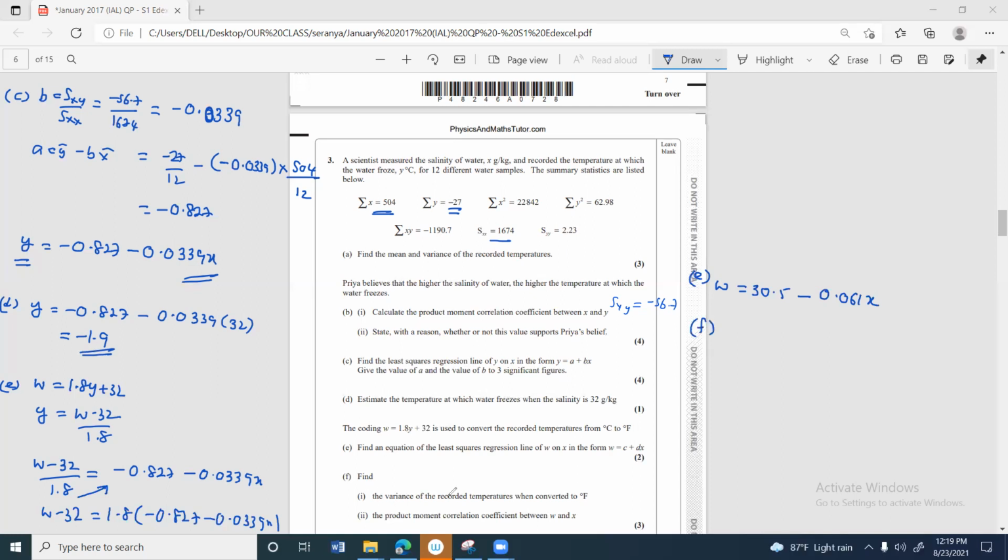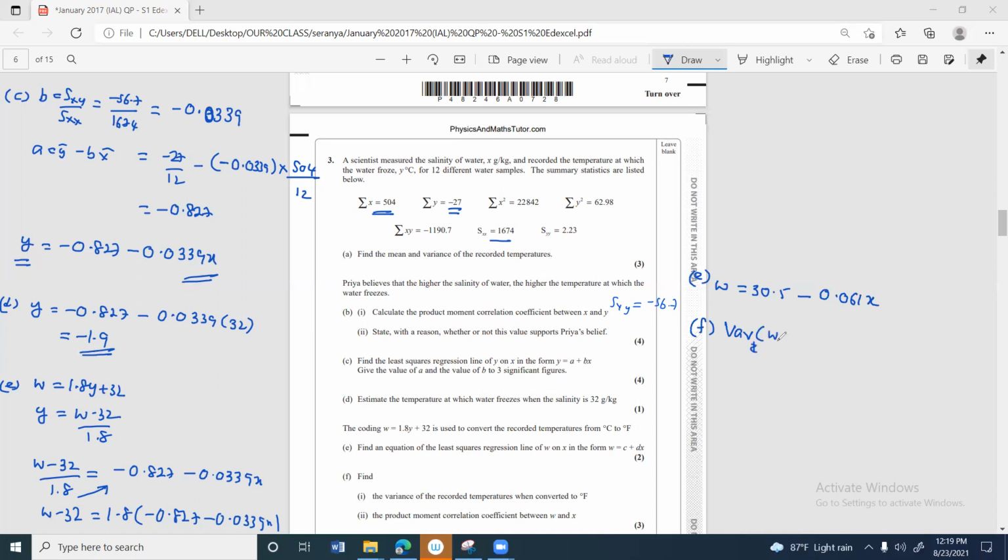Find the variance of the recorded temperature when converted to F. That is pretty important. Converted to F, so we need to find the variance of the new temperature value, which is W.